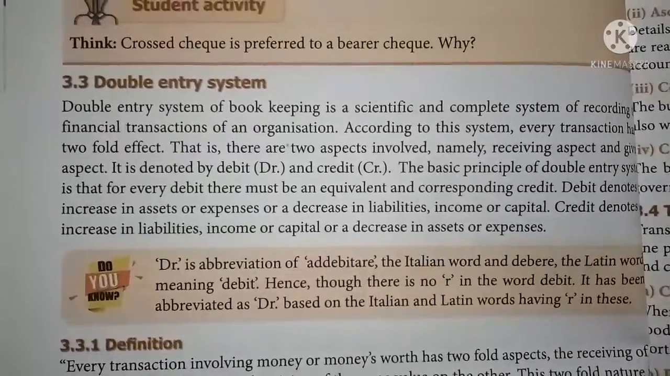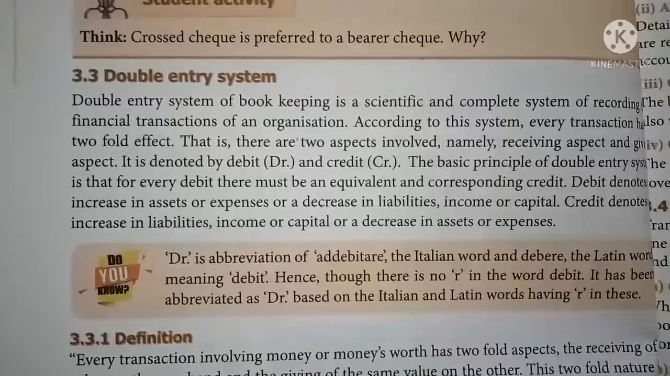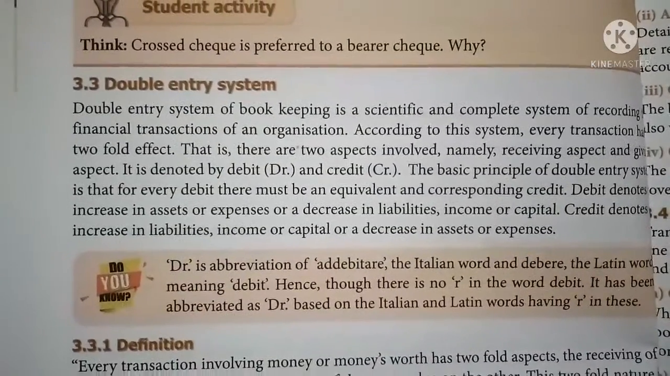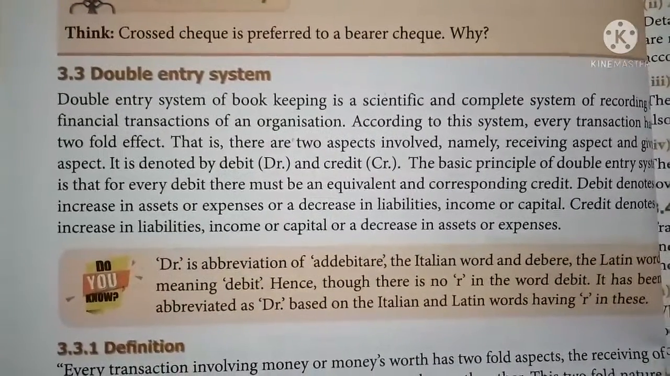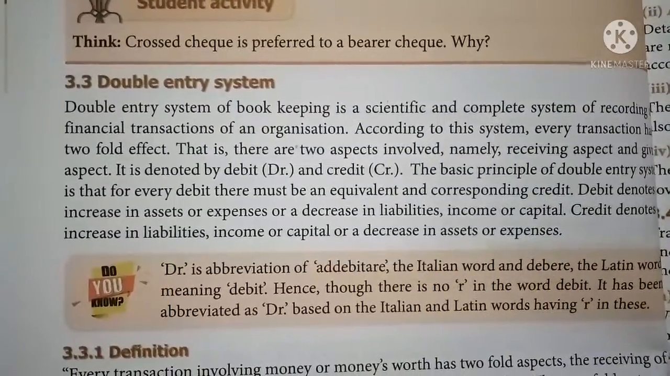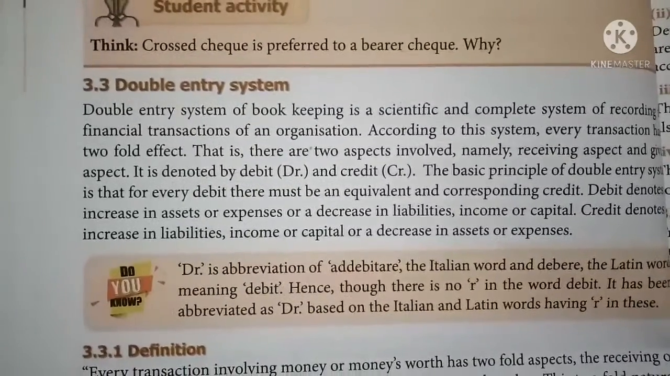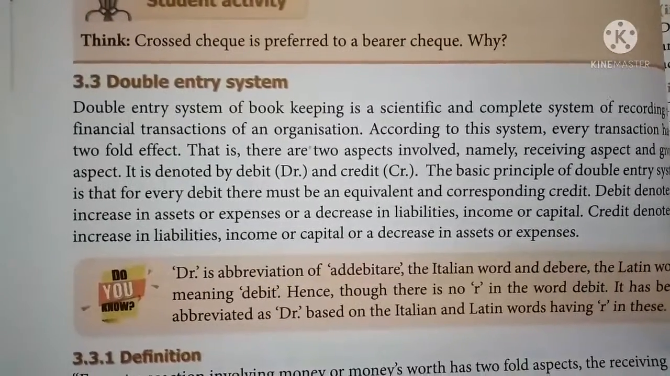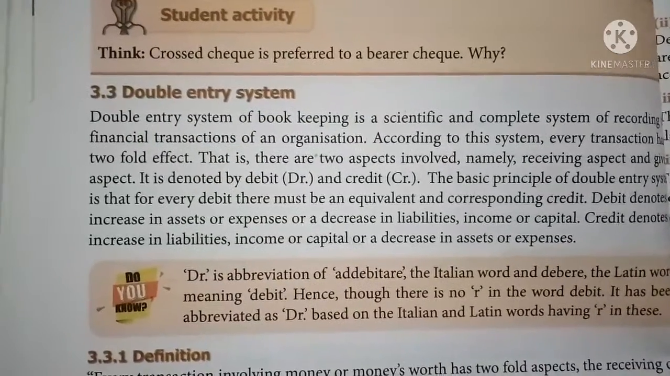The double entry system of bookkeeping is a scientific and a complete system of recording the financial transactions of an organization. It is one of the scientific methods of bookkeeping, and also one of the complete systems of recording all the business transactions. Financial transactions in an organization should be recorded systematically. According to this system, every transaction has a twofold effect, that is, two aspects, the debit aspect and the credit aspect.